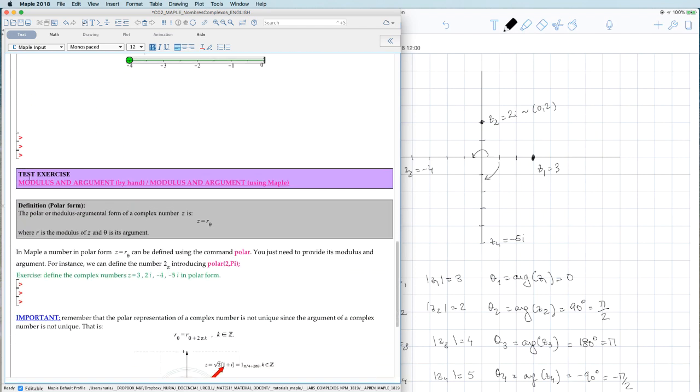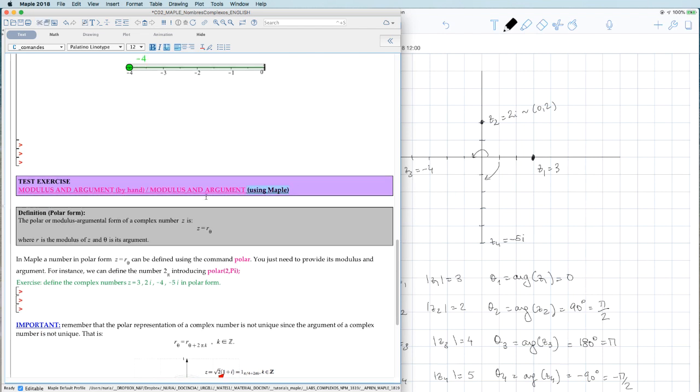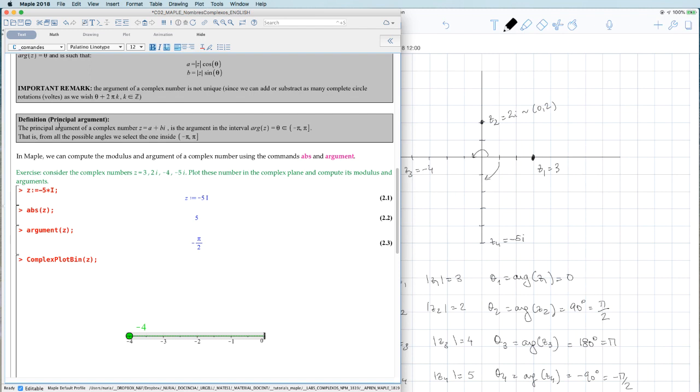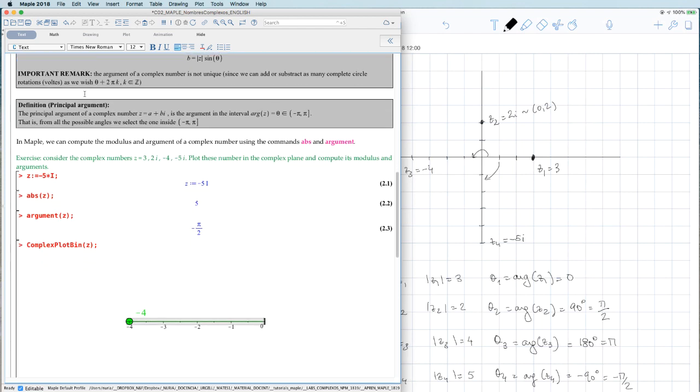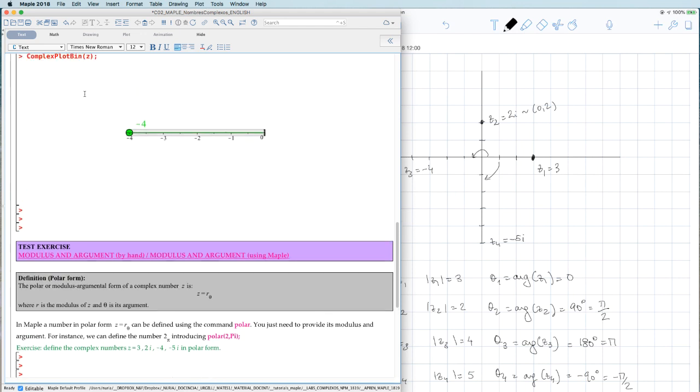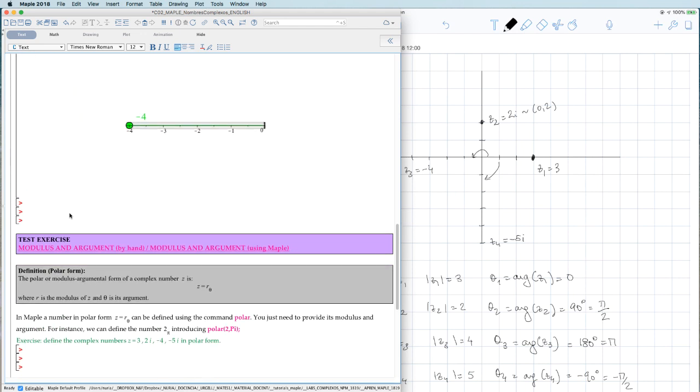So now you can move on and do these two exercises, one computing the arguments by hand and the other one using Maple. An important thing is that all the arguments we are going to use are always in radians and not degrees. You can use degrees just to get a little bit of intuition of what's going on, but you have to use radians. So what is the polar form of a complex number?